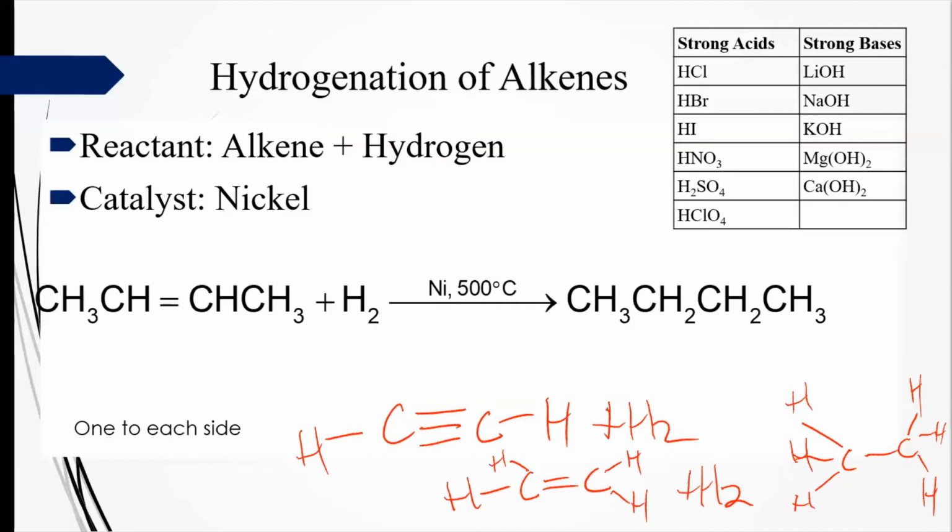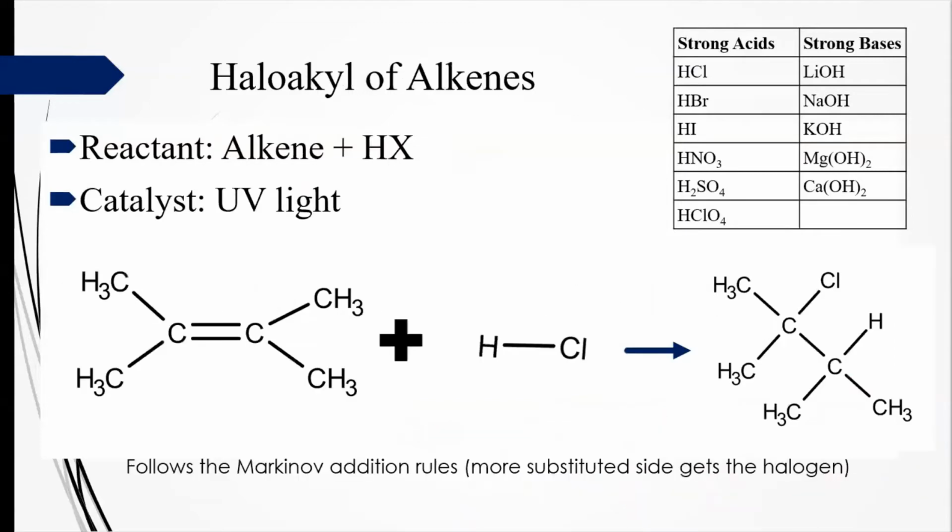Now, we can do this with not just our halogens and our hydrogens. We can also do it with haloalkanes. So this could be like a hydrogen mixed with a halogen. So this could be like HCl or HBr or HI. We need some UV light there to help act as a catalyst. But what you see when we add this in is that instead of both sides getting a chlorine or both sides getting a hydrogen, one side gets a hydrogen and one side gets a chlorine.